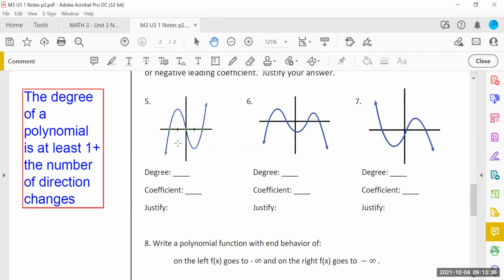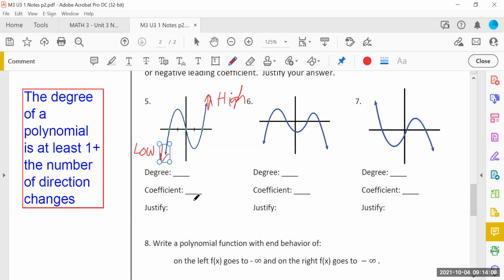So with that in mind now, look at number 5. Let's go backwards. What's the end behavior for number 5? Right, look at the left side. It's going down. That's low. Look at the right side. It's going up. That's high.